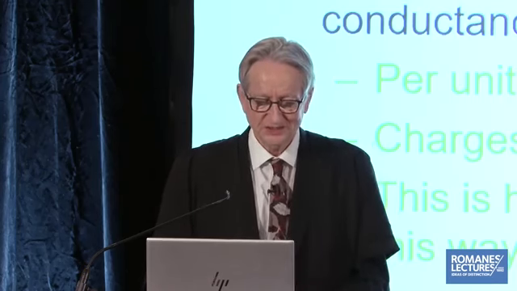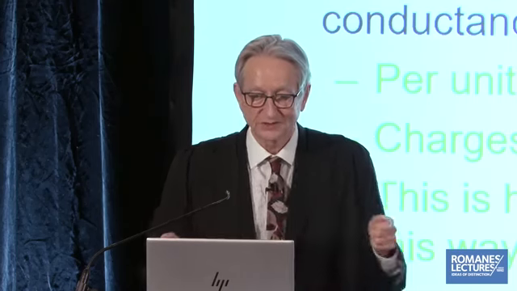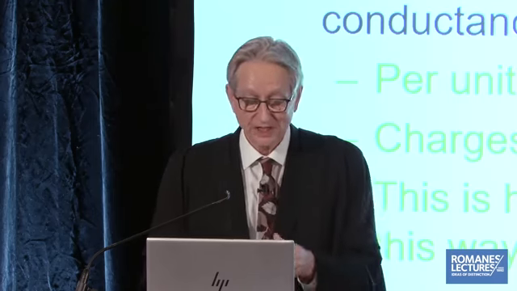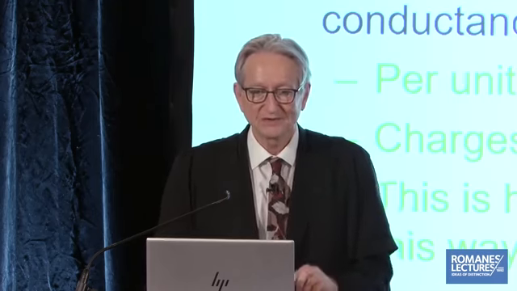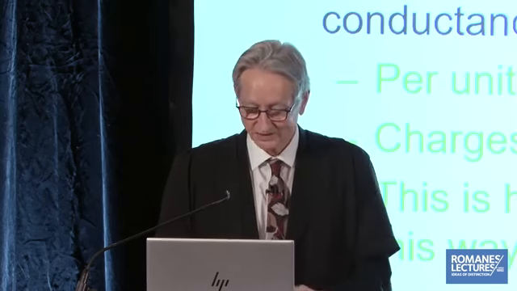There's a much simpler way to do it, which is you make a neural activity be a voltage, you make a weight be a conductance, and a voltage times the conductance is a charge per unit time, and charges just add themselves up. So you can do your vector matrix multiply just by putting some voltages through some conductances, and what comes into each neuron in the next layer will be the product of this vector with those weights. That's great. It's hugely more energy efficient. You can buy chips that do that already, but every time you do it, it'll be just slightly different. Also, it's hard to do nonlinear things like this.